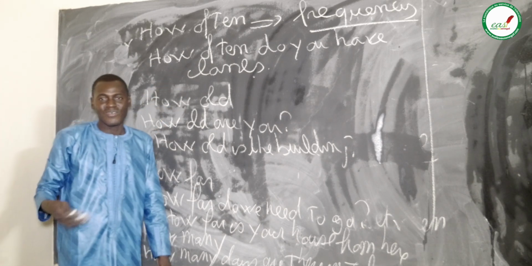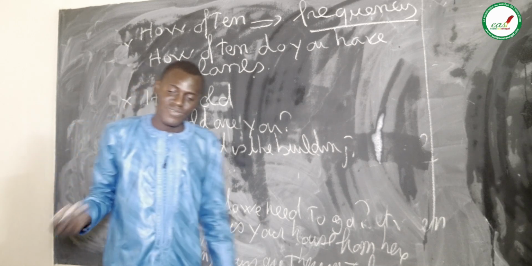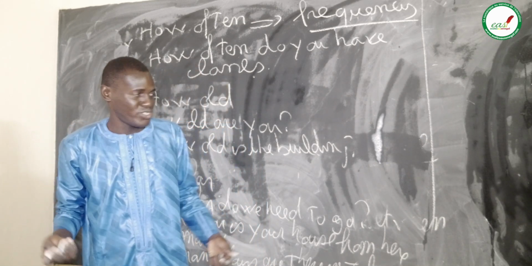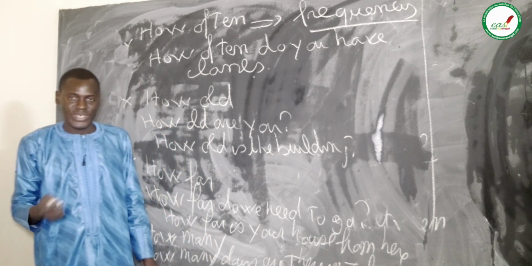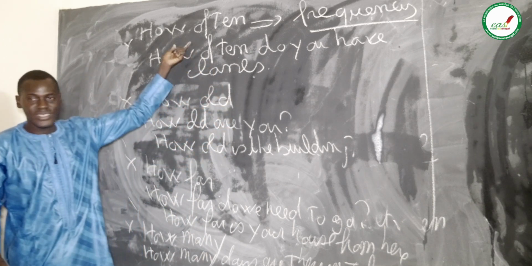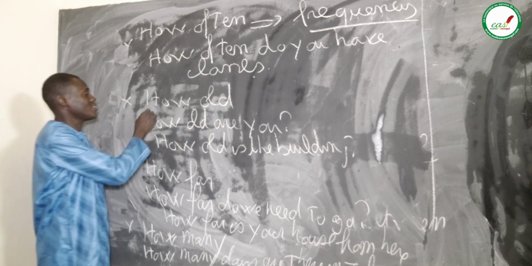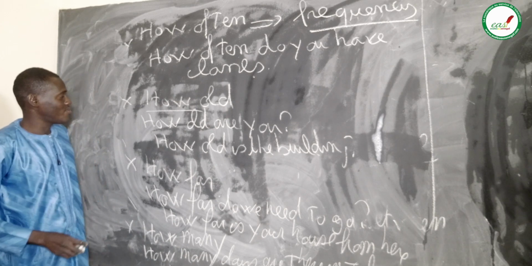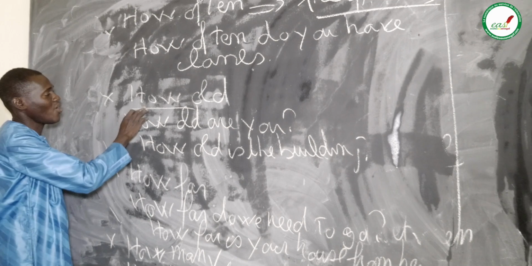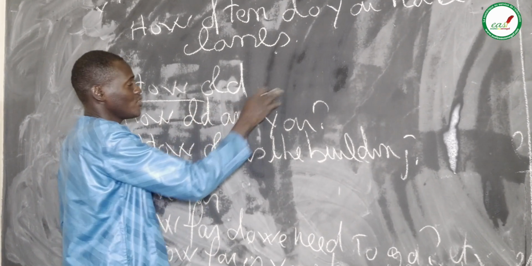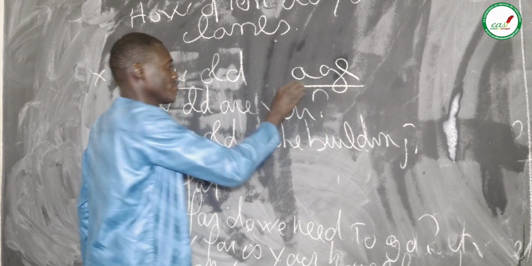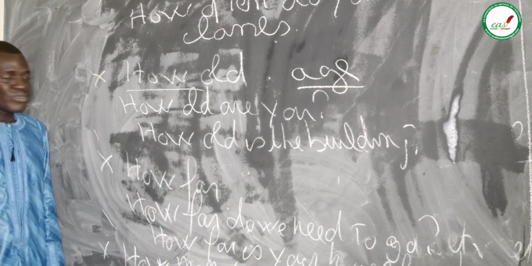Some examples: How often do you have classes? How often do you take tea? How often do you go to the beach? Now, when we want to question about the frequency, the best question word is how often.